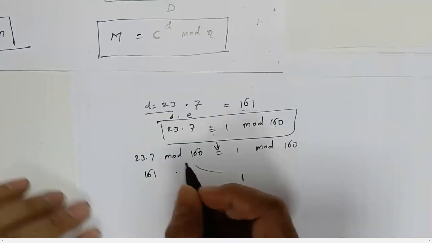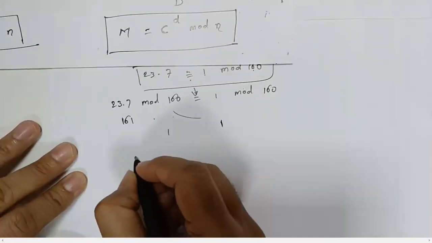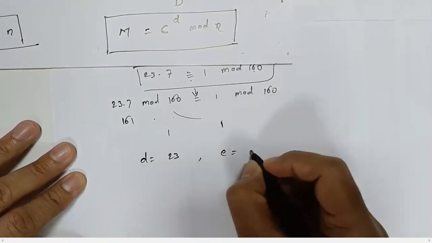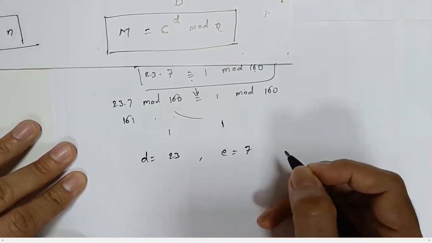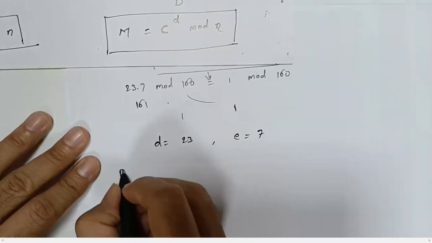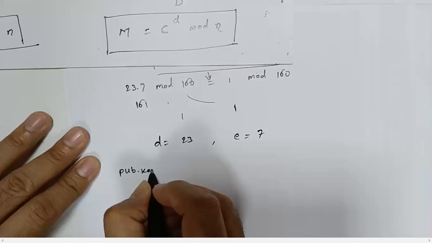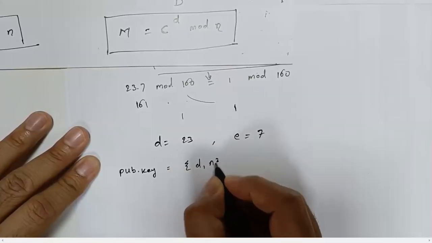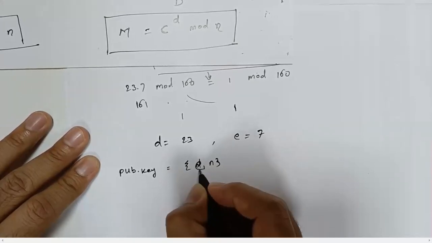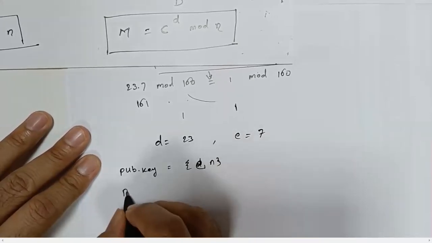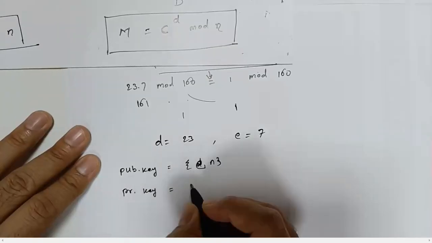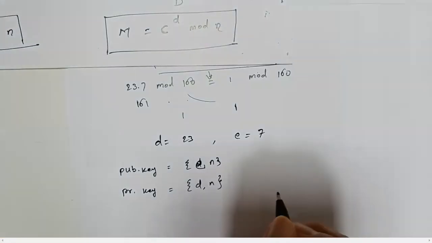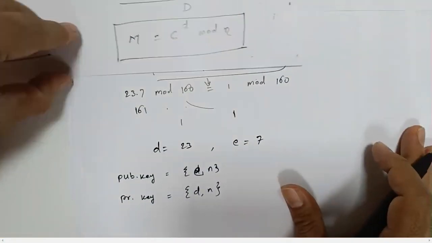So here what happens is D is 23 and E is 7. Always remember, a public key is a set of two numbers, E and N. And a private key is also a set of two numbers, which is D and N. Okay, so now we'll move to the calculation here.